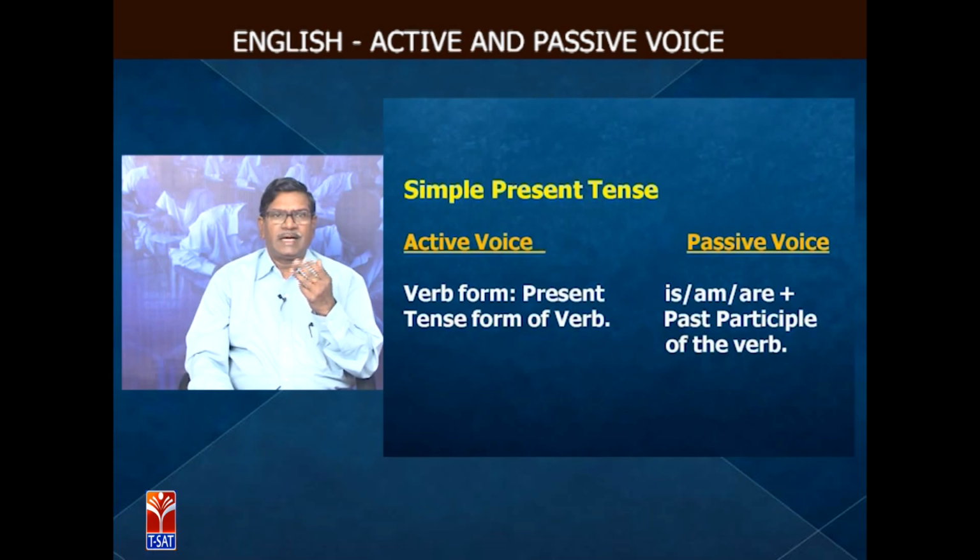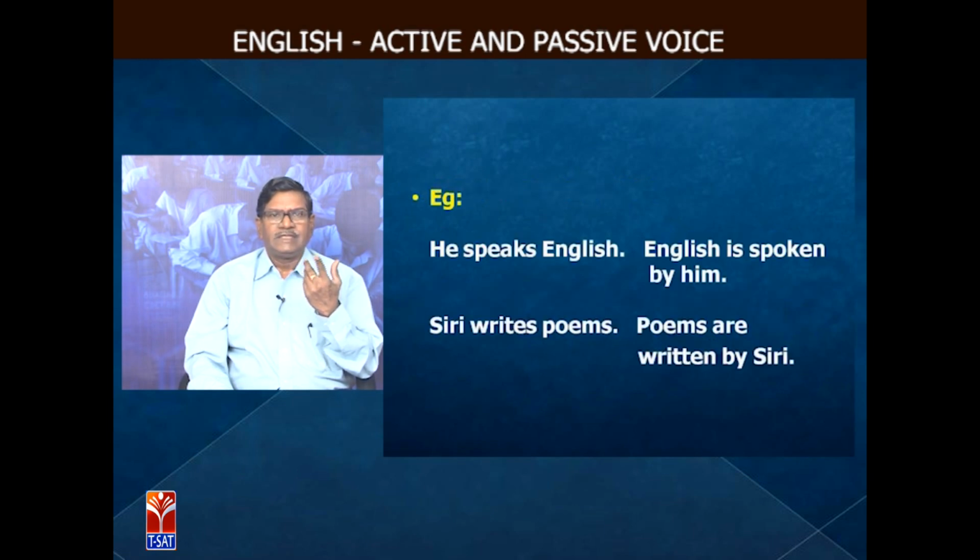Now, let us have the active and passive voice verb forms tense-wise. Verb form, active voice, present tense form of the verb, and it becomes the past participle of the verb preceded by either is, am, or are. Example, he speaks English. English is spoken by him. He speaks English. This is simple present tense.